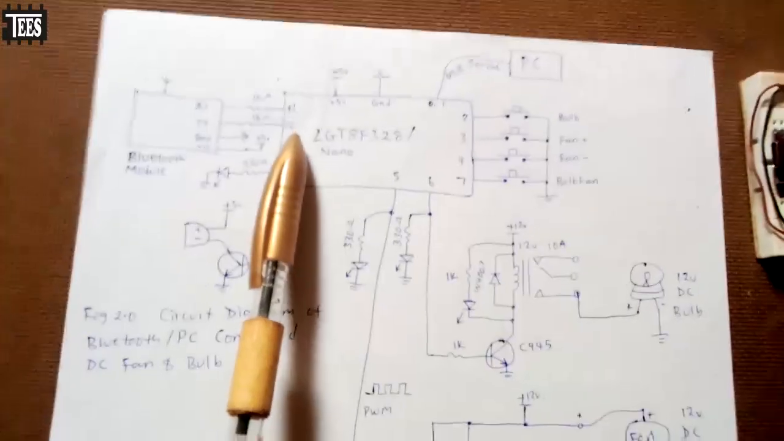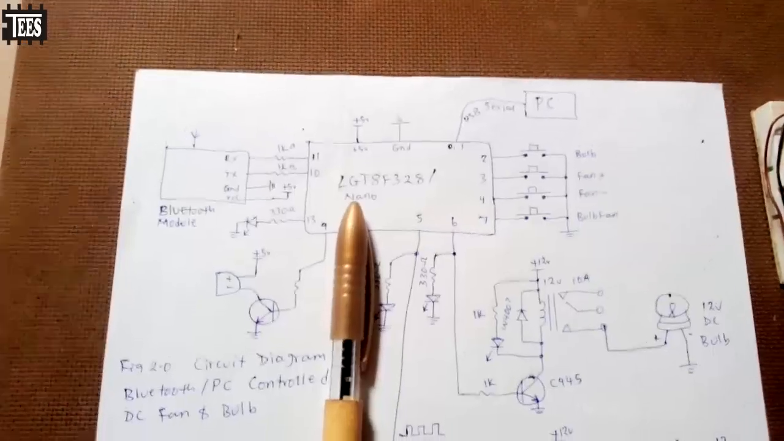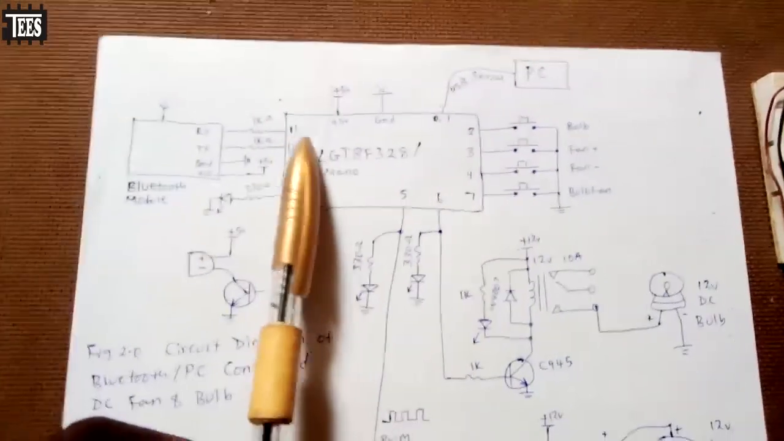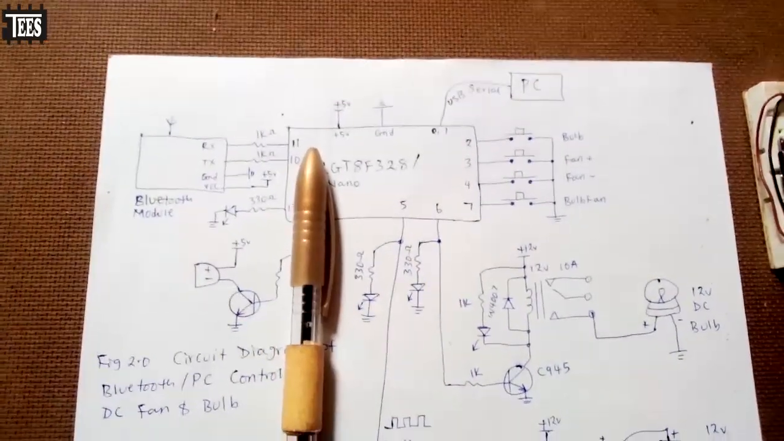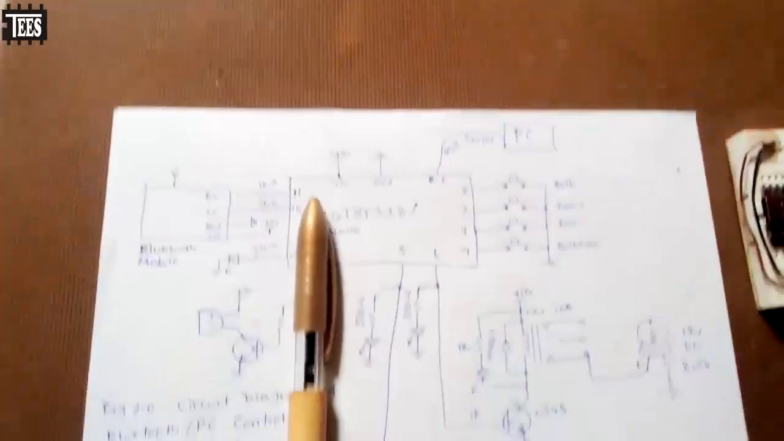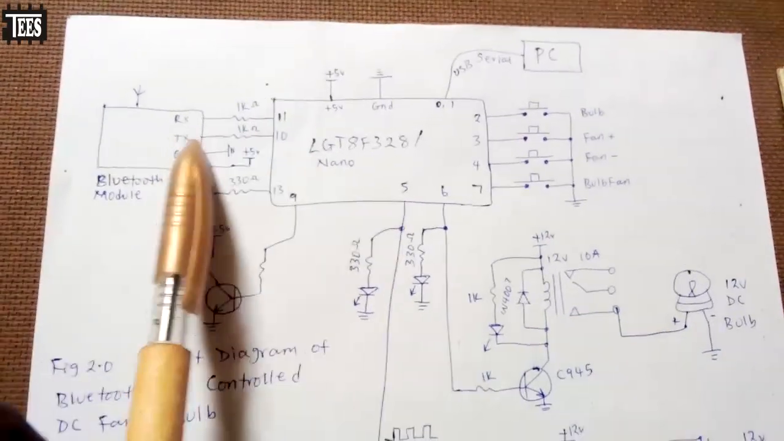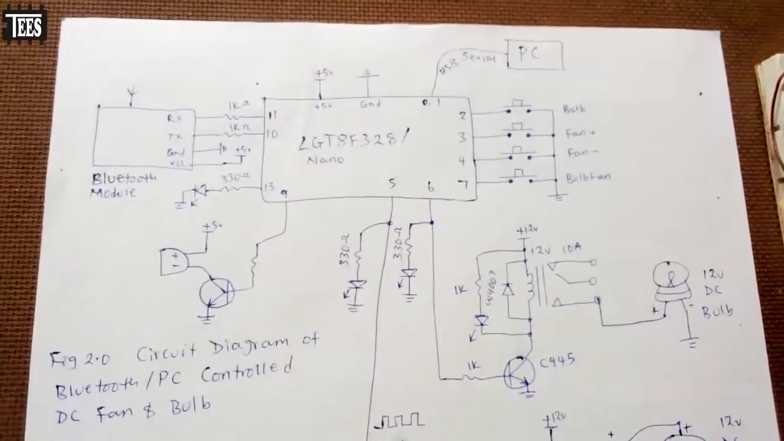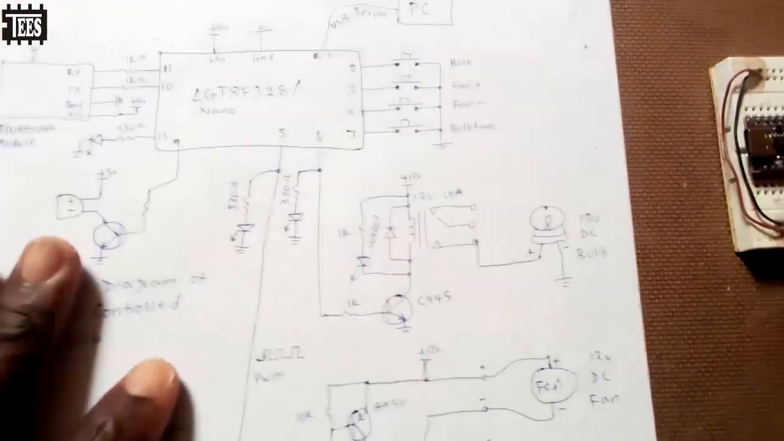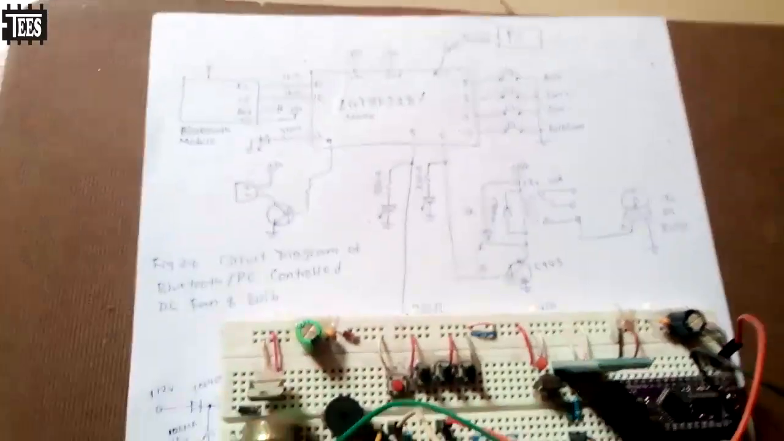So now we are setting our pin 10 here. We're going to use it as RX. Then our pin 11, we are using it as TX. So you can see this is how we wire it. You understand? So let's go to our board and do the connection. Then we'll come back.